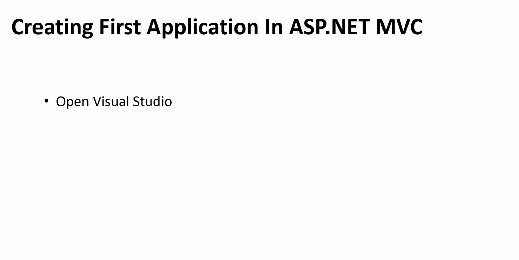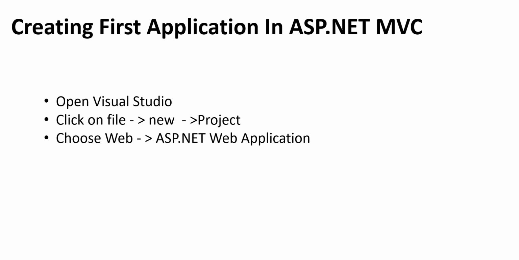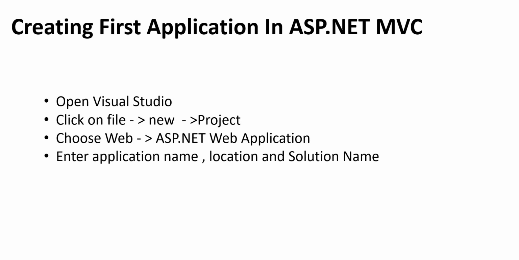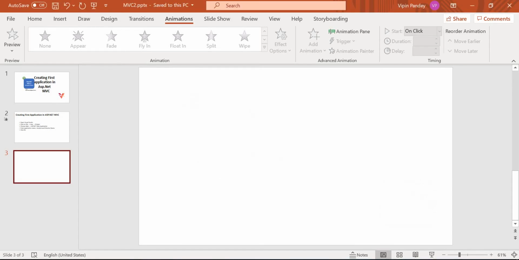So before starting this application, what steps do we have to follow? We will be creating this application using Visual Studio. First of all, we need to open Visual Studio, and after this, click on File, then New, then Project, and a new window will open to choose ASP.NET Web Application. Then we can enter the application name, the physical location of the project, and the solution name, right? Then click on OK. So let's go to Visual Studio without wasting any time.